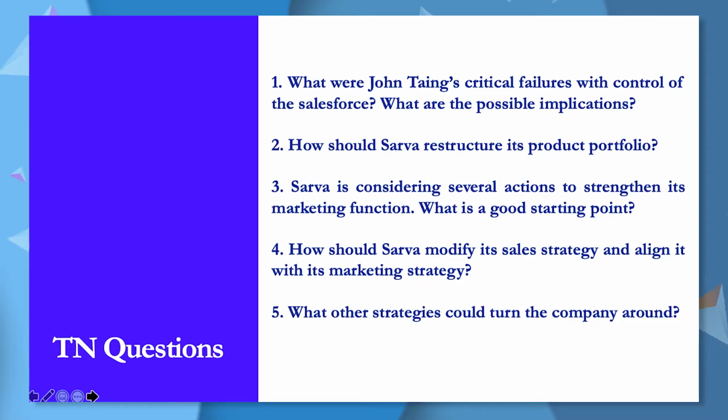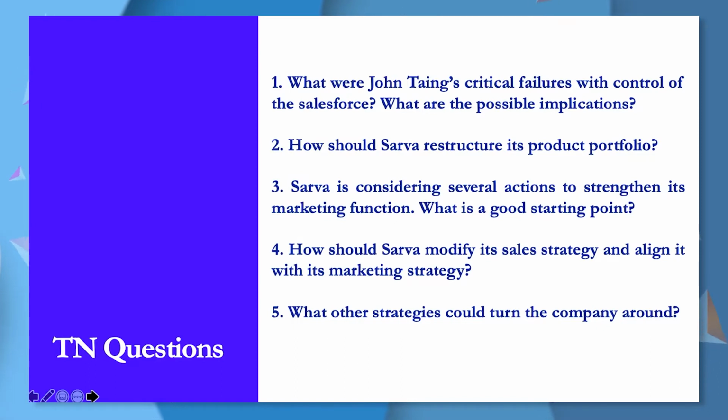But for John Tan's critical failures with control the face, right? What are the possible implications? I always feel proud about this case study because it was written more like a consulting project. We are talking about the failures, and then we're talking about the implications. Second thing is all about how they can restructure their product portfolio from 53 to around 20. And then this company is considering many actions at the same time. So then we're talking about what can be a starting point.